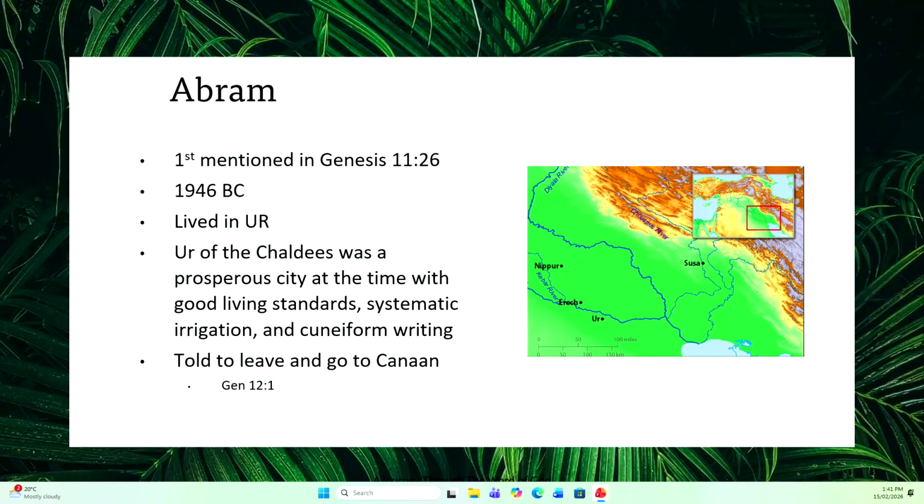Okay, so one of Noah's sons, his name was Shem. Around about 9 generations after Shem, we come across a character in the Bible by the name of Abram. And you can see up there on the screen where he came from.